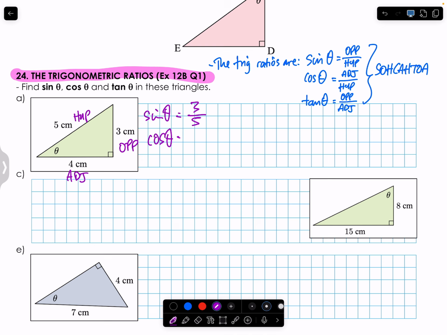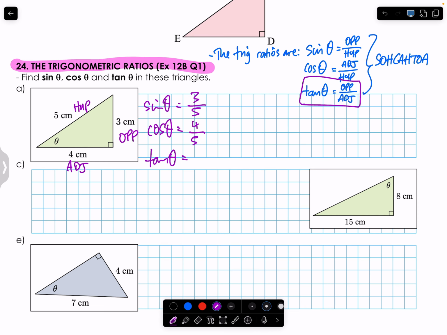Cos theta. Cos is adjacent over hypotenuse. Which one did we just label adjacent? 4 over... Which one did we just label as the hypotenuse? 5. Done. Tan theta. Tan theta is opposite over adjacent. Which one did we just label opposite? 3. Which one did we just label adjacent? 4. You're done.